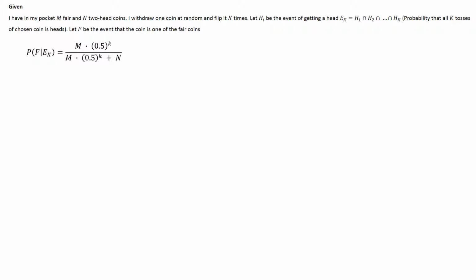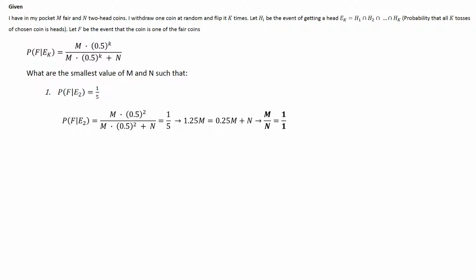Now that we have the expression for calculating the probability of F given E_k, we can use it to find the smallest value of m, the number of fair coins, and n, the number of two-headed coins, for satisfying the following conditions. For the first case, we need the probability of choosing a fair coin, given we got two heads in two trials, to be equal to 1 by 5. If we use the expression from above, we can plug in the value k equals 2. Further simplifying the equation gives us the ratio of m by n equal to 1 by 1. Since this is a reduced ratio, which means you can't reduce it anymore, the number of fair and two-headed coins should be 1 each in this case.